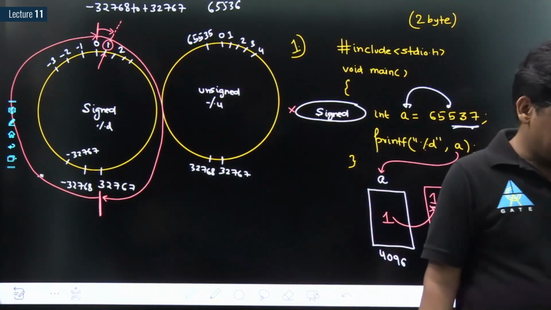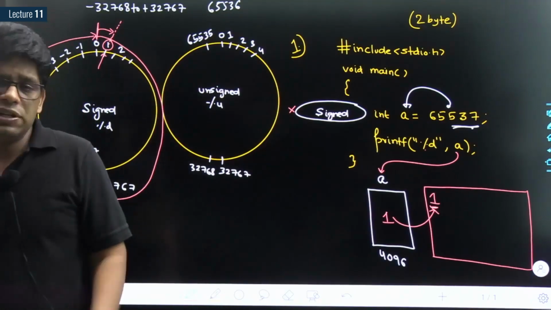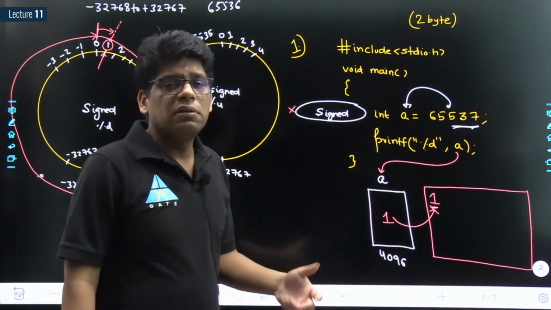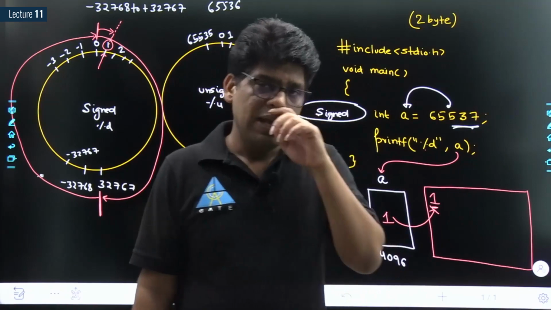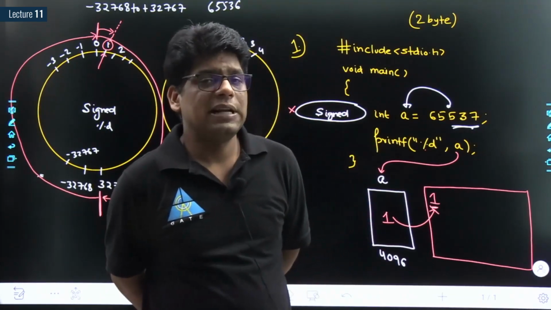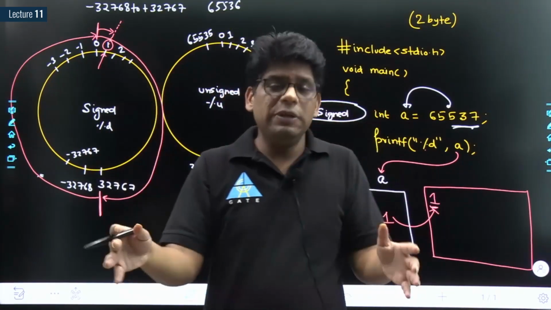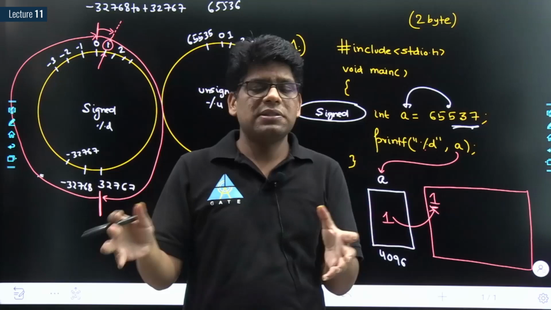But my assumption is that integer is taking 2 bytes. Sir, why are you saying my assumption is that integer is taking 2 bytes? Because I have already told you that the C or C++ standard doesn't say anything about what should be the size of integer, what should be the size of a data type.